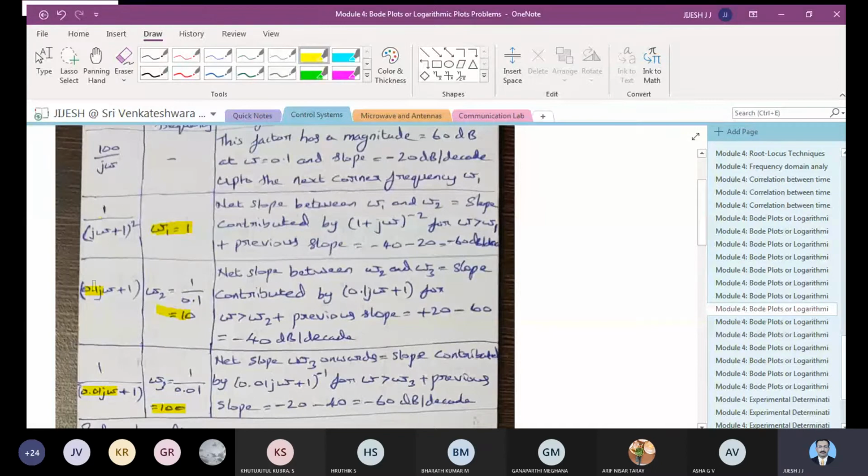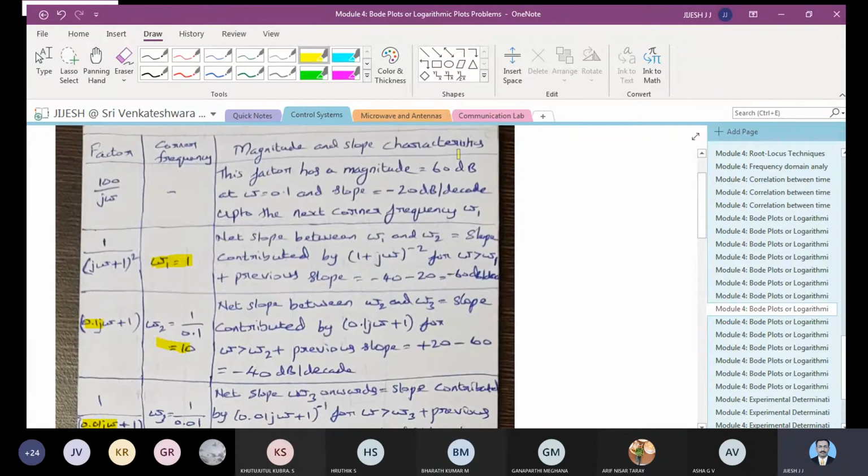You have to write this first. First write this first column and then write the second column. If you shuffle these things, then your problem will go wrong. It should be in ascending order. It is compulsory.